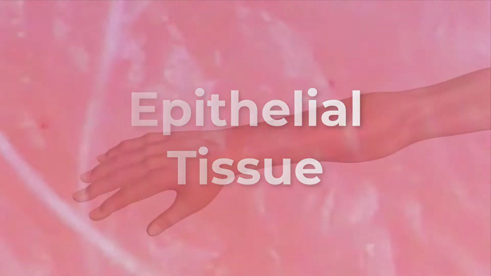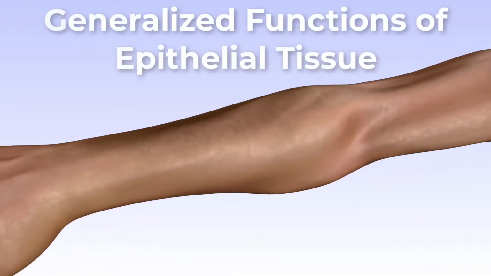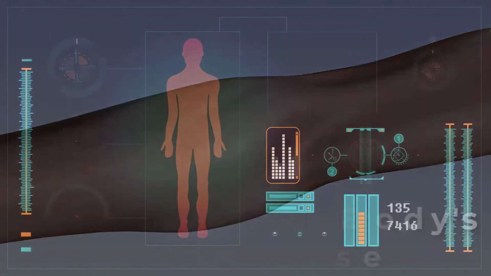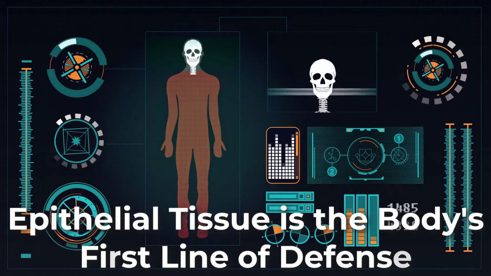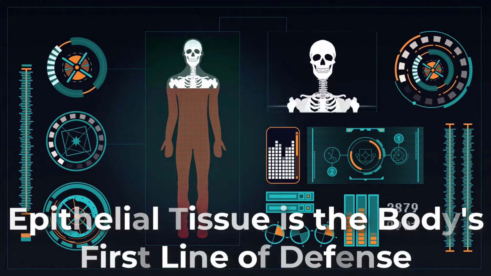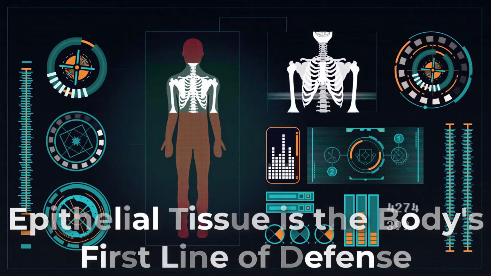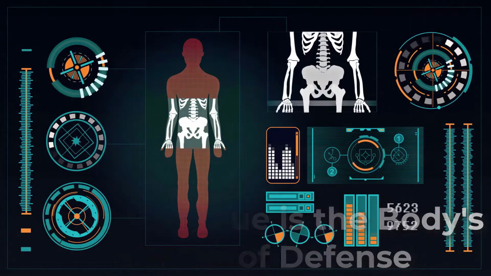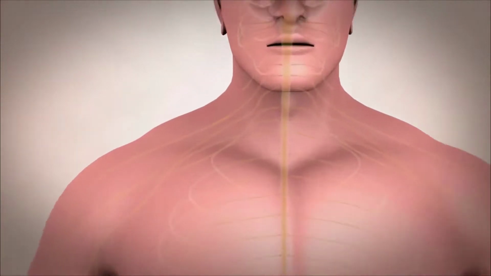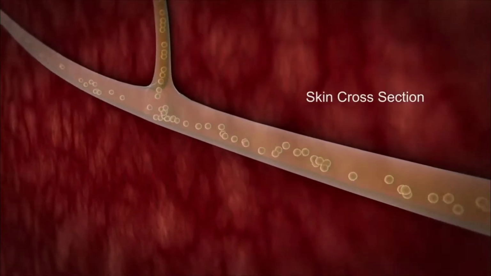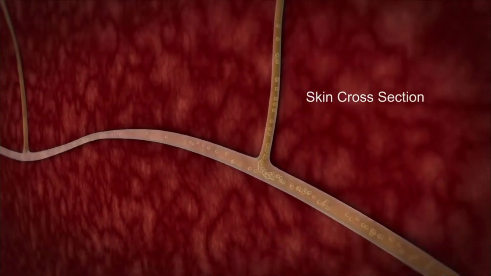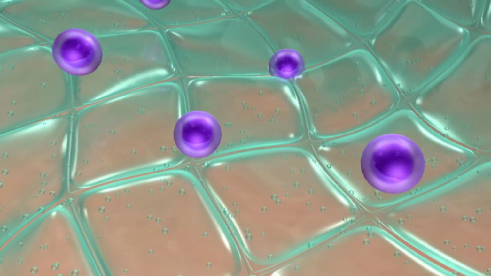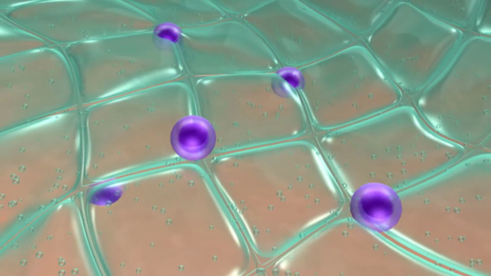Epithelial tissue. Generalized functions of epithelial tissue. Epithelial tissue provides the body's first line of protection from physical, chemical, and biological wear and tear. The cells of an epithelium act as gatekeepers of the body, controlling permeability and allowing selective transfer of materials across a physical barrier. All substances that enter the body must cross an epithelium.